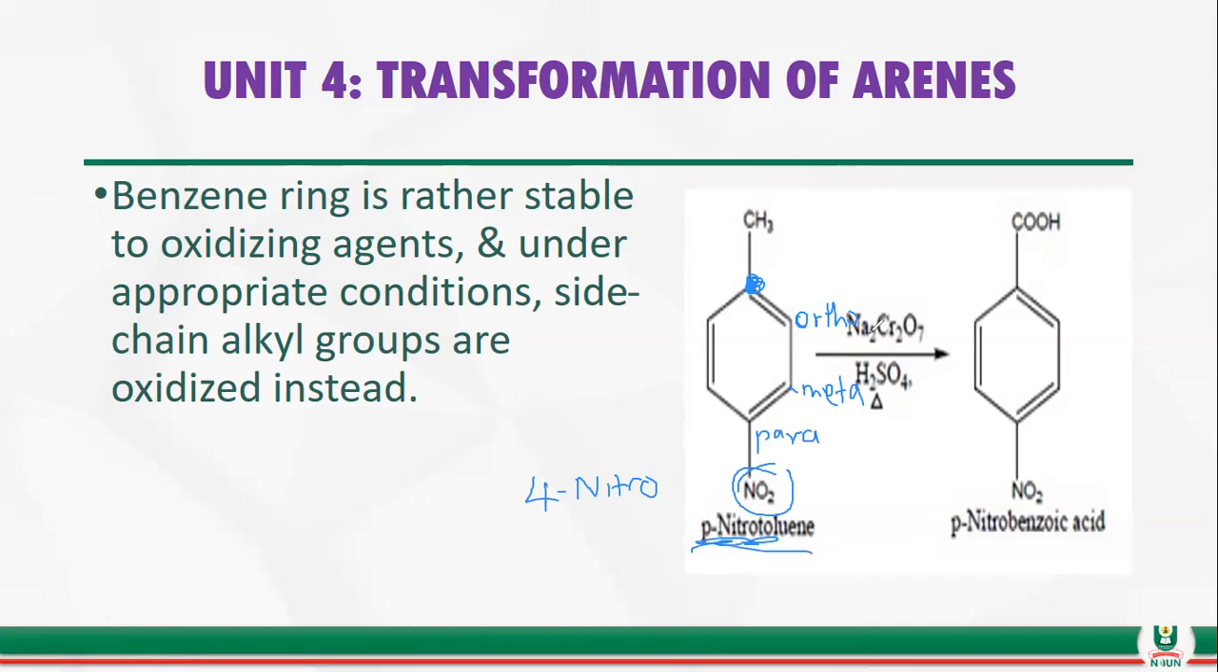So if you don't want to call this one 4-nitrotoluene, you can also call it para-nitrotoluene. So in the sense that oxidation cannot happen in the ring system, but there is an alkyl group attached to it, an aliphatic methyl group on a benzene ring will be oxidized by chromic acid to turn it to carboxylic acid functional group.